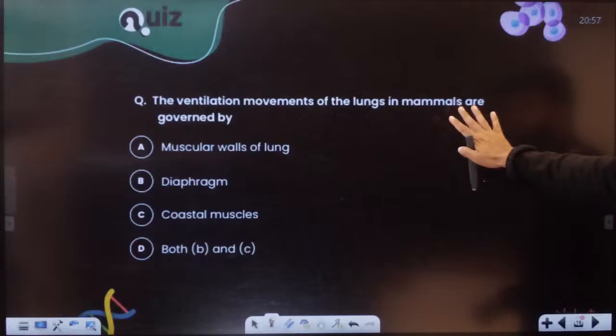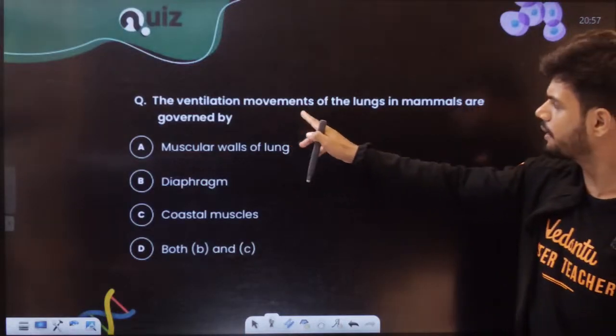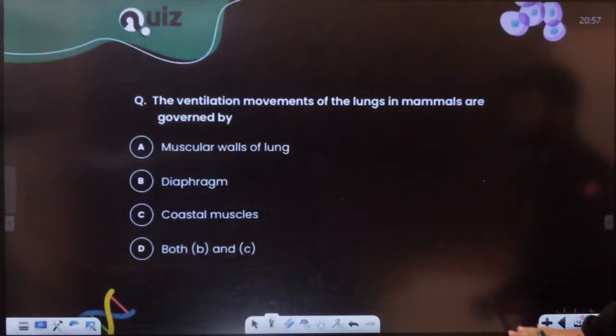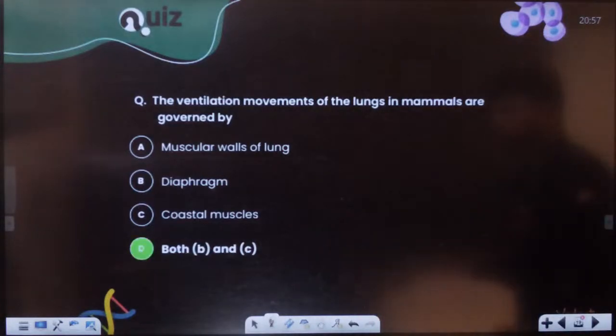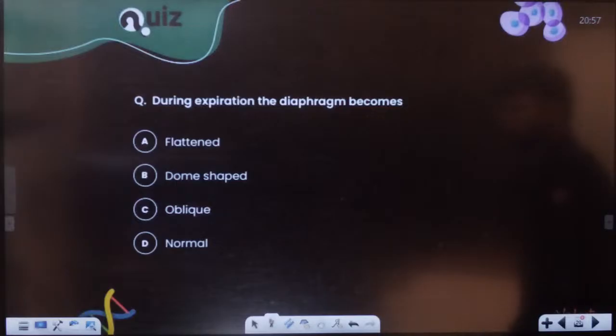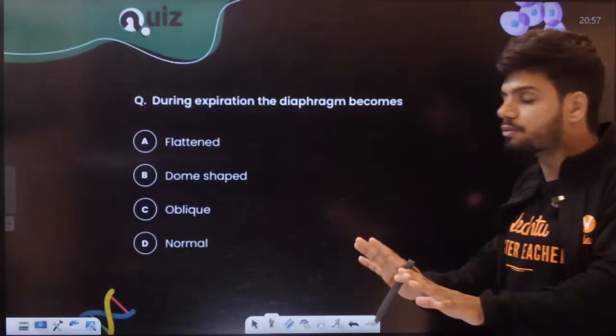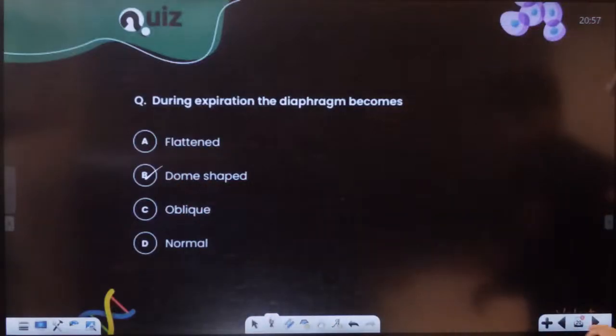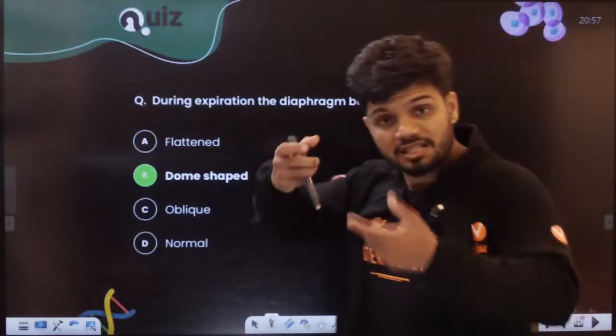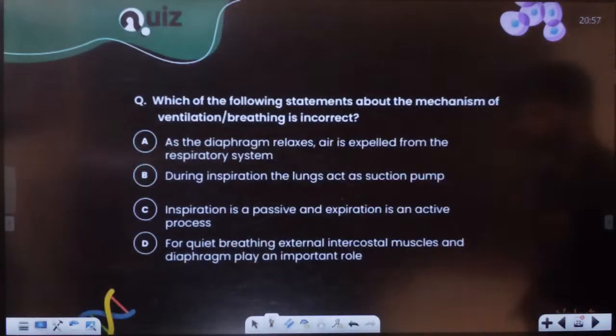Now the questions will be like this. The ventilation movement of the lungs in mammals is governed by the diaphragm as well as the costal muscles. During expiration, air is going outside, and the diaphragm becomes dome shaped. During inspiration, it is flattened.